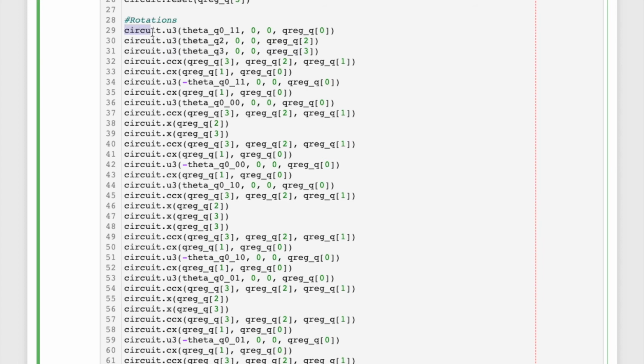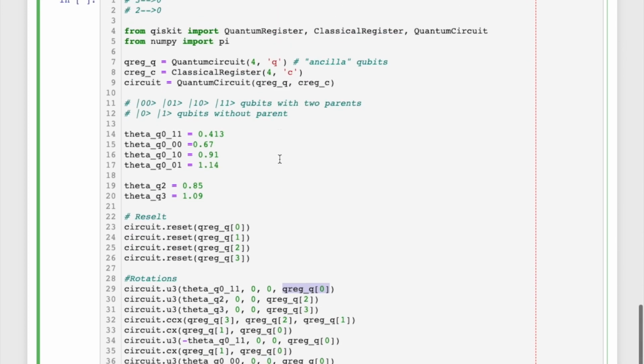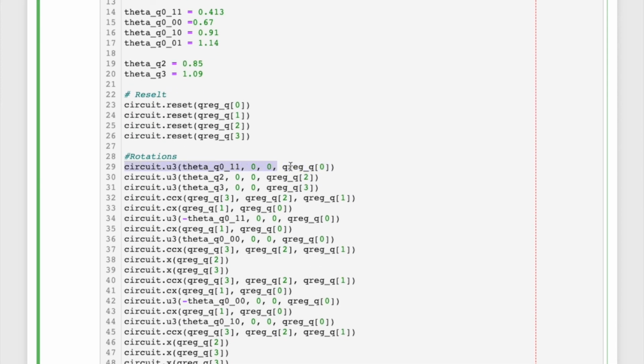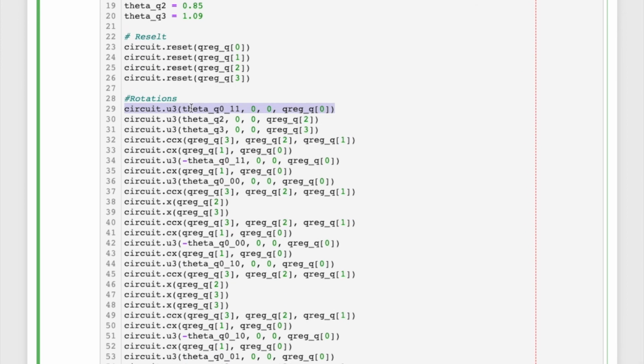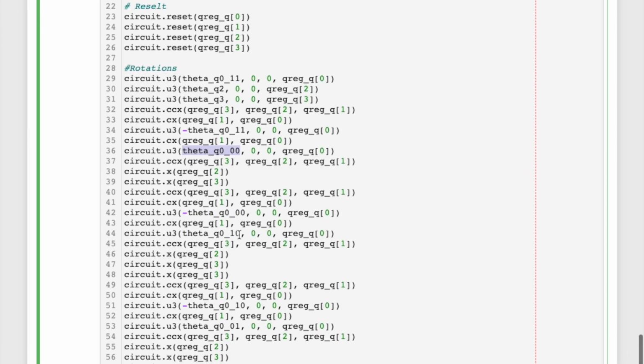And however, this qubit number 0, which has two parents, experiences several times this rotation. So you see here theta q011 and then minus theta q011. The reason for this is that we are going to apply systematically, and you see this for all the possible combinations, so 1 1 and then 0 0 and then 1 0 and so on.